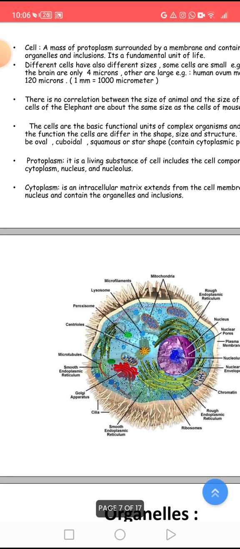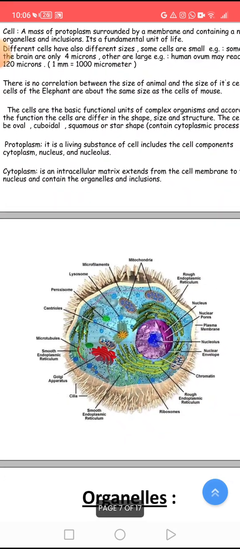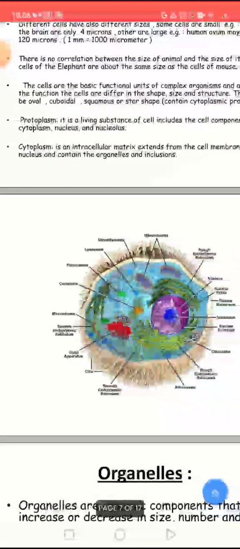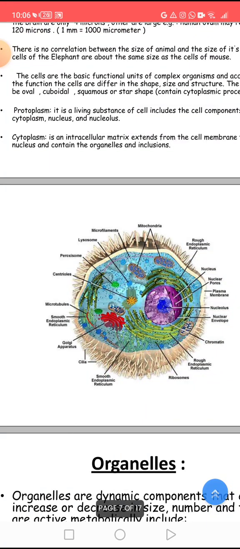The cells are the basic functional unit, as I said, and they have different sizes and shapes. It may be oval, cuboidal, squamous or star shape, containing cytoplasmic processes. Every cell contains cytoplasm. Protoplasm is a living substance.